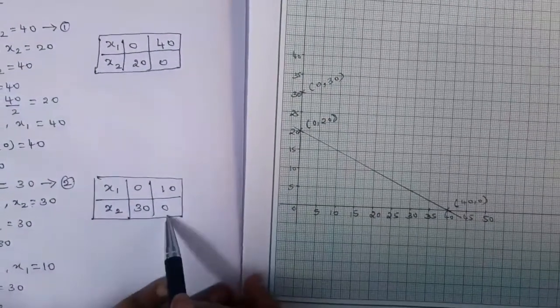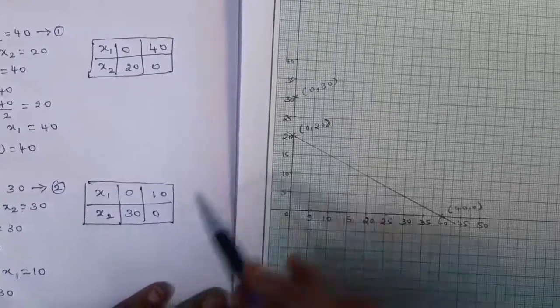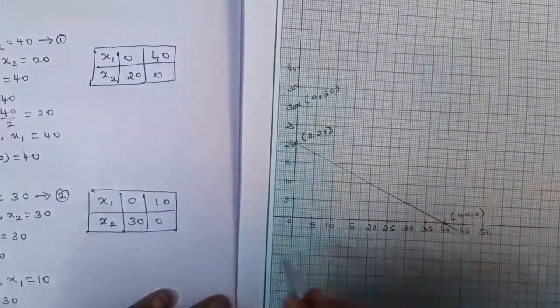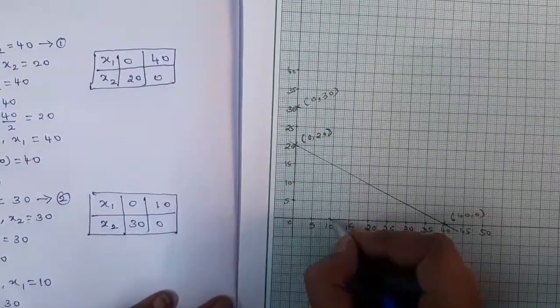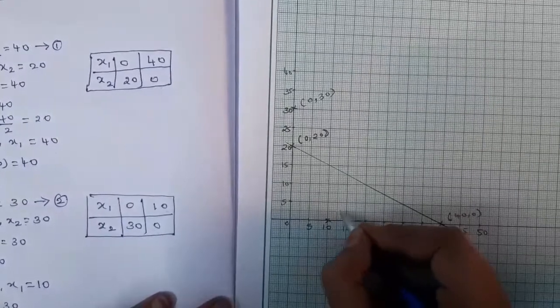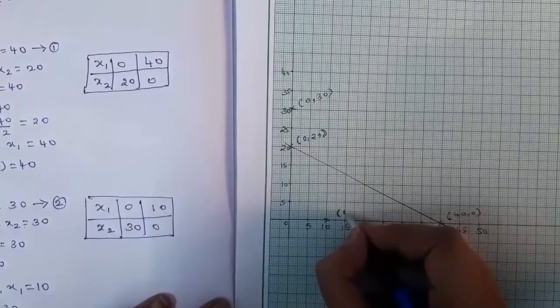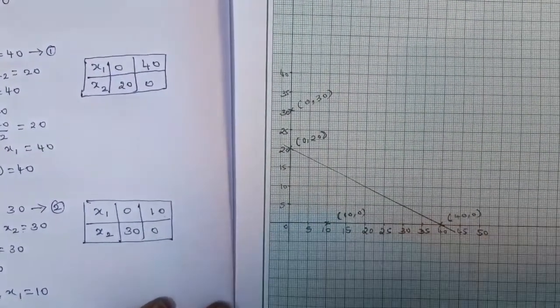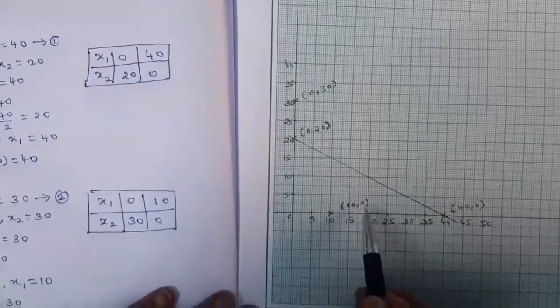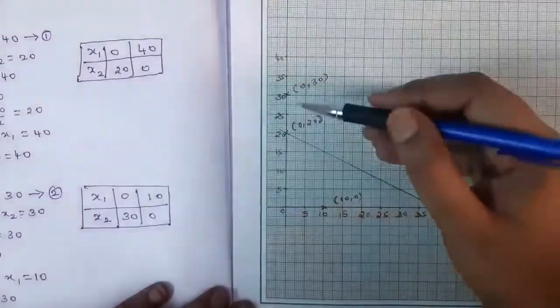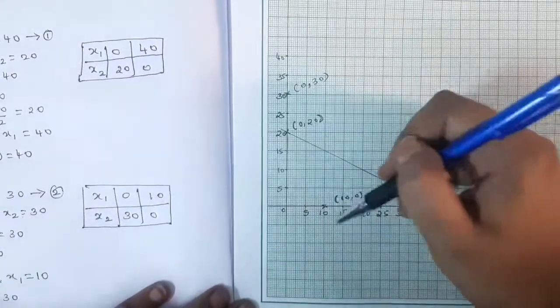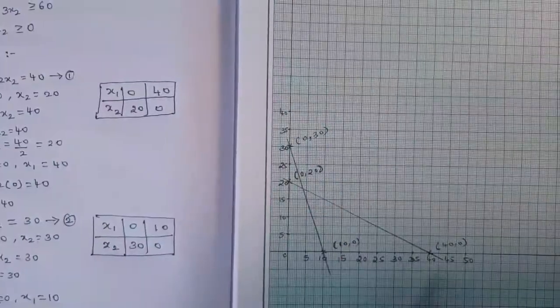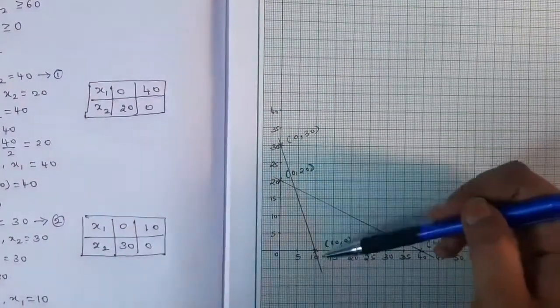Then when x2 is 0, we have got x1 as 10. So at the x1 axis, mark at 10 and write as (10, 0), because x1 is 10 so x2 is 0. So join these 2 points using a scale. So we have joined the points.